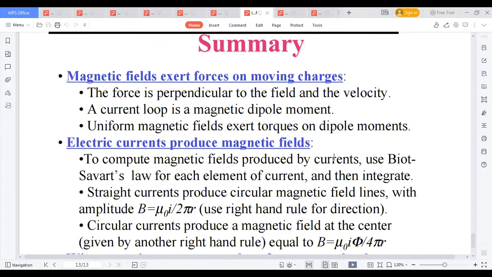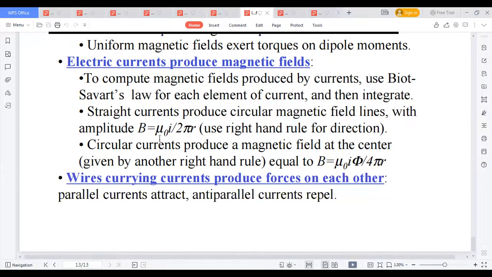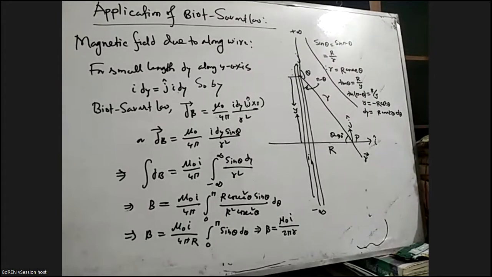Now, the magnetic field exerts forces on moving charge. A dipole moment creates electric current that produces a magnetic field. You must know about this. And wires carrying current produce forces on each other. So this is the actual application of Biot-Savart's law, and we have also discussed it in our slide.